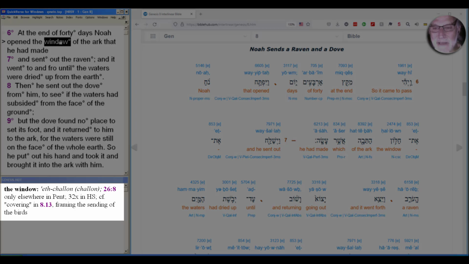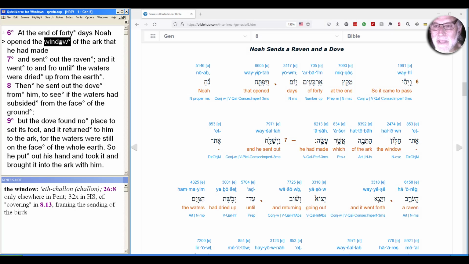We didn't know the ark had a window. The Hebrew here, chalon, is only here in the story and only one other time in the entire Pentateuch, let alone in Genesis, although it's used a number of times in the Hebrew scripture. As we'll see, it matches chiastically with the covering in 8:13 that we'll get to. But we hadn't known there was a window.